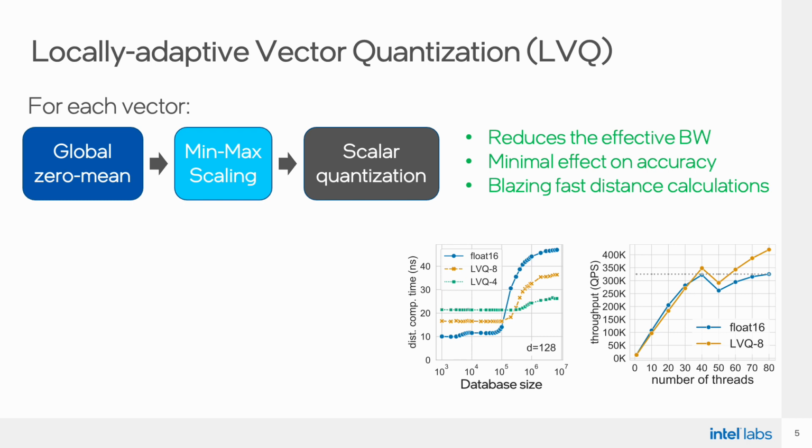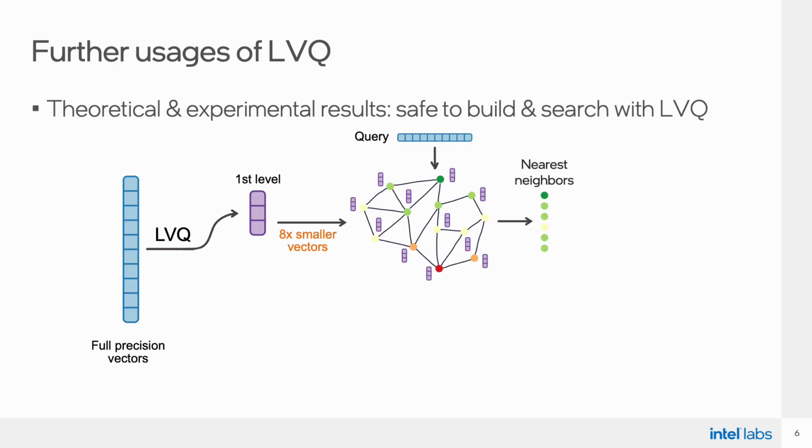to store each vector. Beyond search acceleration, LVQ can be used to build the graph itself instead of the original full precision vectors. In the paper, we show theoretically and empirically that using LVQ for construction produces a graph of equal quality.